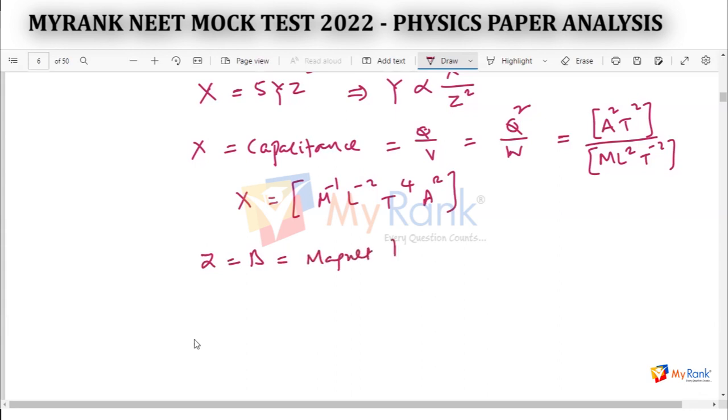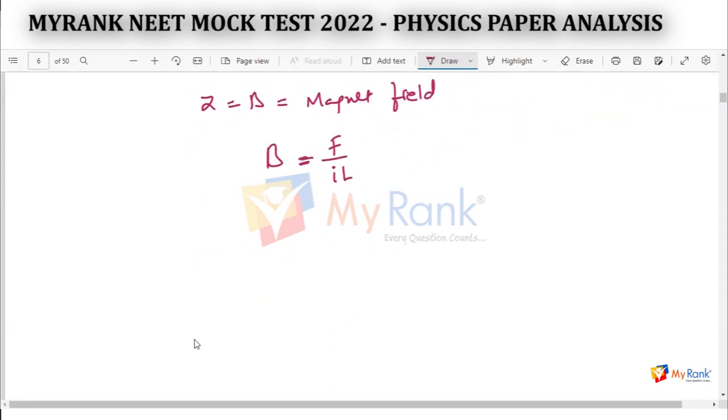This is nothing but magnetic field, isn't it? Students, B is nothing but F by IL, I will write. F is equal to BIL sin theta, the force acting on the wire while it is carrying current. The formula you know. So from this, for B, what can we write?